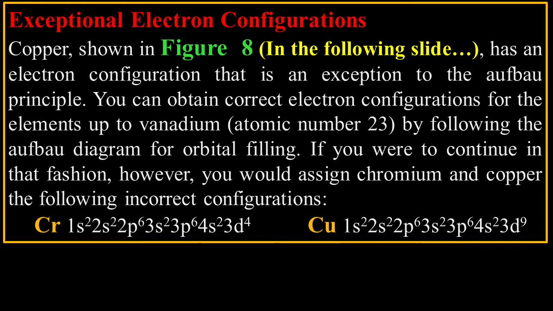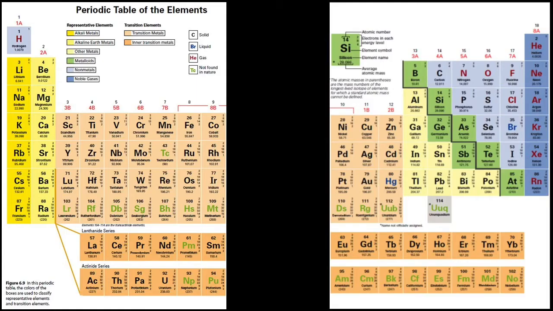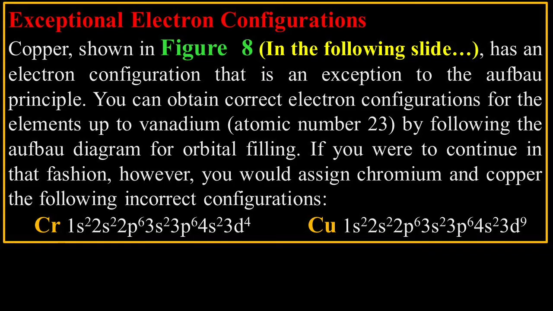Copper, shown in figure 8 in the following slide, has an electron configuration that is an exception to the Aufbau principle. You can obtain correct electron configurations for elements up to vanadium, atomic number 23, by following the Aufbau diagram for orbital filling. If you were to continue in that fashion, however, here's the periodic table, and you can see where copper is going to be. Copper is going to be 3d9, for instance. If you continue in that fashion, however, you would assign chromium and copper the following configurations. You'd say 4s2, 3d4 for chromium, and for copper, you would say 4s2, 3d9.